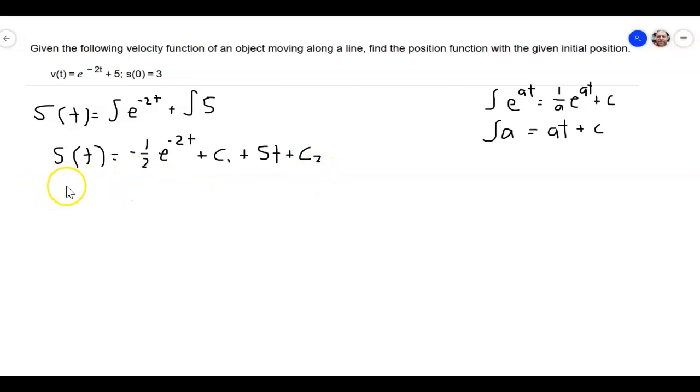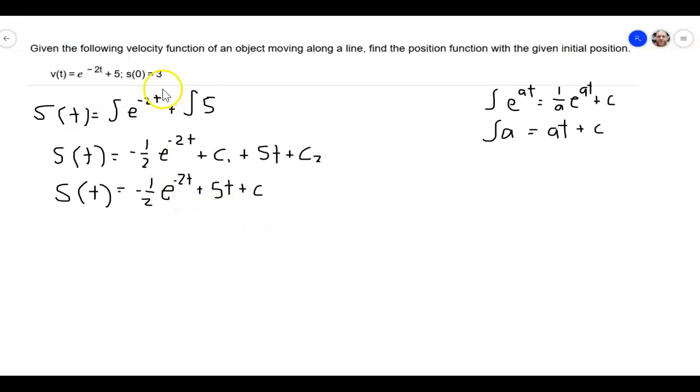Now, s of t again. Since both of these are just arbitrary constants at this point, and a constant plus a constant is a constant, I can go ahead and combine them into just one constant. So this is negative 1/2 e to the negative 2t plus 5t plus, and we're just going to say a c here because it's just some constant plus some constant, so that's just going to end up being some constant.